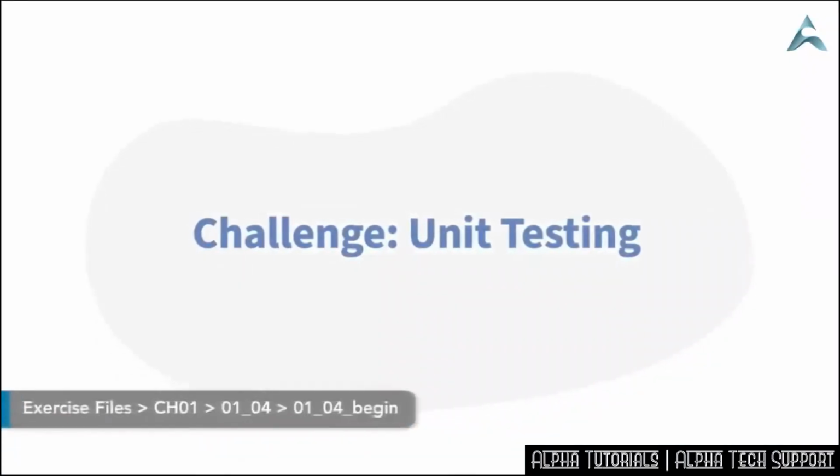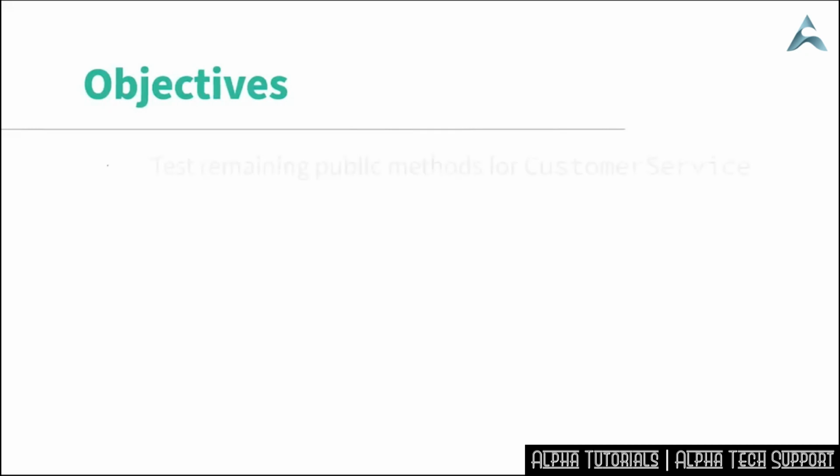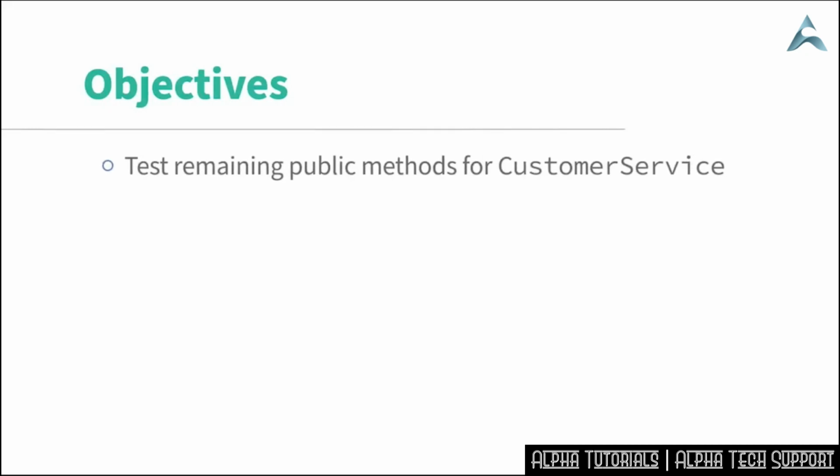And just like that, it's time for our first challenge exercise in this course, and that's going to be on unit testing. I've got some instructions for you. The first thing I want you to do is to test the remaining public methods for the customer service. So we're going to test get, create, update, delete, and find by email. I also want you to look at how you might test the error states. If you look at that class, you'll notice I throw some exceptions. Take a look at how to test those with Mockito.